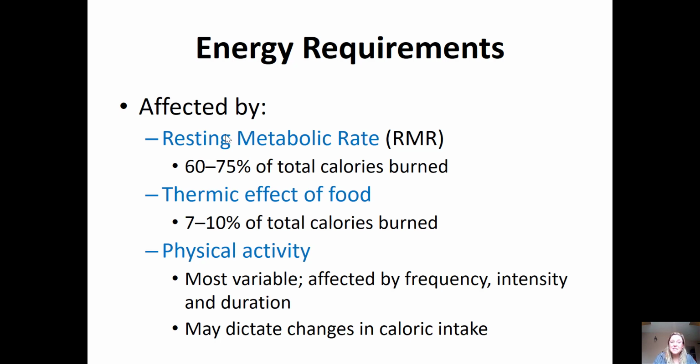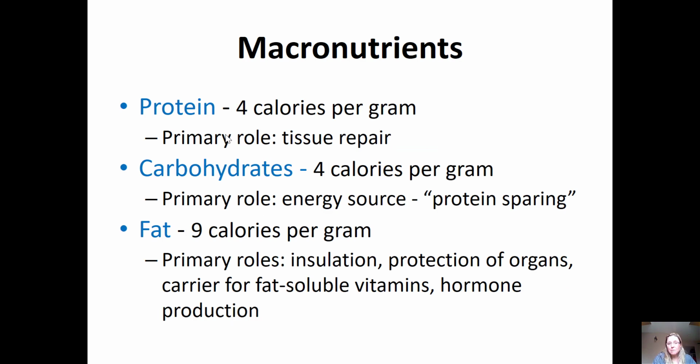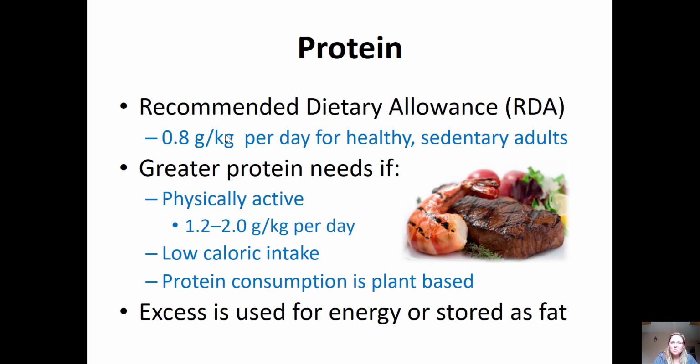Okay, so there are some things that can really impact that resting metabolism. As far as your macros go, protein, carb, and fat, we all know this. You guys know this. Protein and carbs contain 4 calories per gram. Fat contains 9. Okay, as far as recommendations go, general recommendations for protein intake is 0.8 grams per kilogram of body weight for healthy sedentary adults.